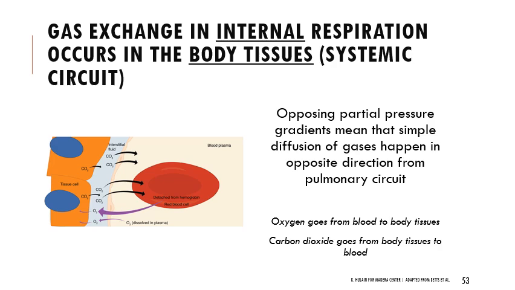So that was external respiration. When we're thinking about gas exchange in terms of internal respiration, that's occurring in body tissues in the systemic circuit. This is occurring along an opposing partial pressure gradient, so it's happening the opposite of the flow of gases in the pulmonary circuit. Now we have oxygen going from blood into body tissues and carbon dioxide going from body tissues into blood. You should know the flow of gases, of oxygen and carbon dioxide, and how it's different for external and internal respiration.